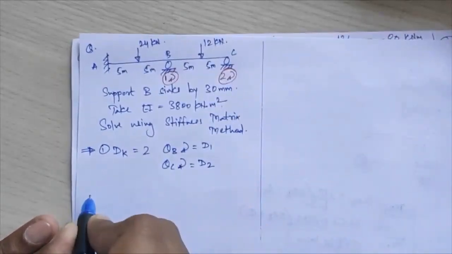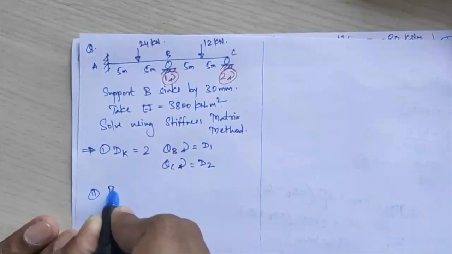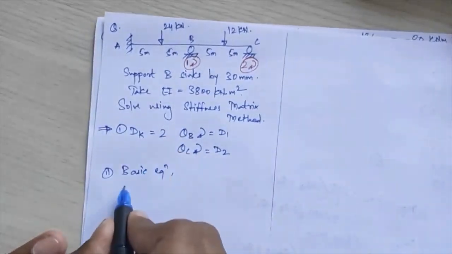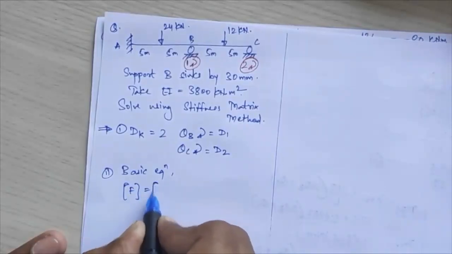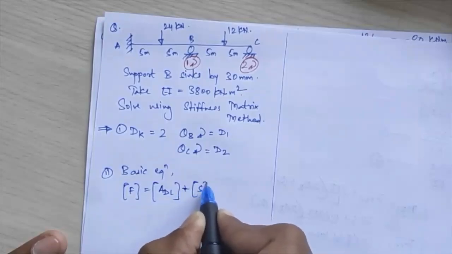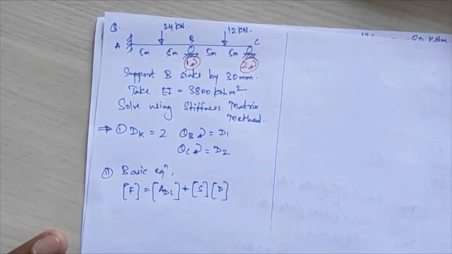Now in the second step, you are provided with the basic equation. So what is the basic equation? That is F is equal to ADL plus S into D. So one by one you have to calculate all these matrices.